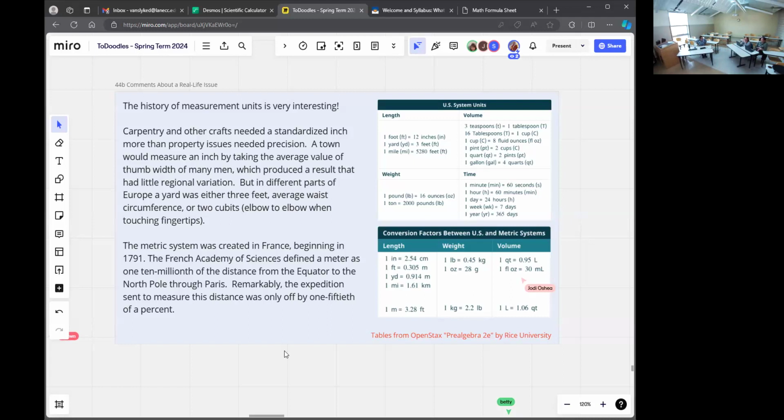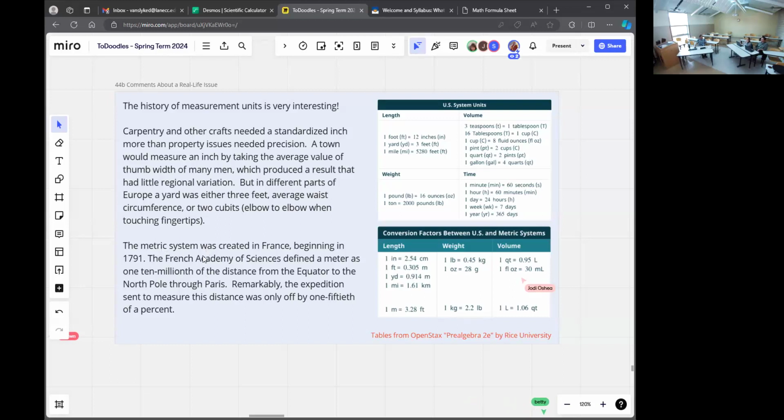A yard was different based on where in Europe you were. Sometimes it was the average waist circumference, a belt going around your waist. And sometimes it was elbow to elbow like this. This is called a cubit, like Noah's Ark is measured in cubits. So 2 cubits would be a yard. And then sometimes a yard was just 3 feet, going again by 12 thumb inches.